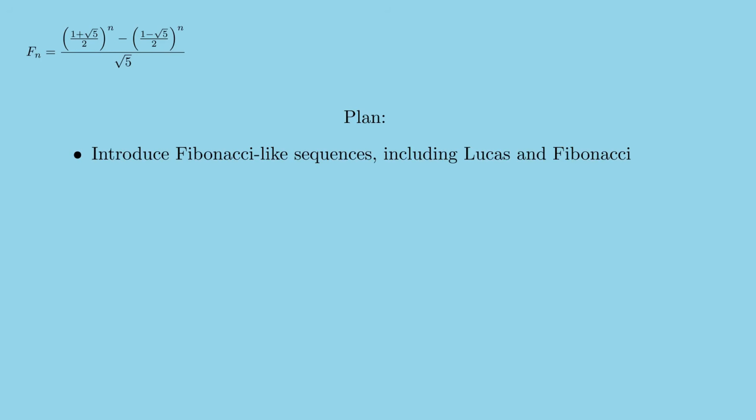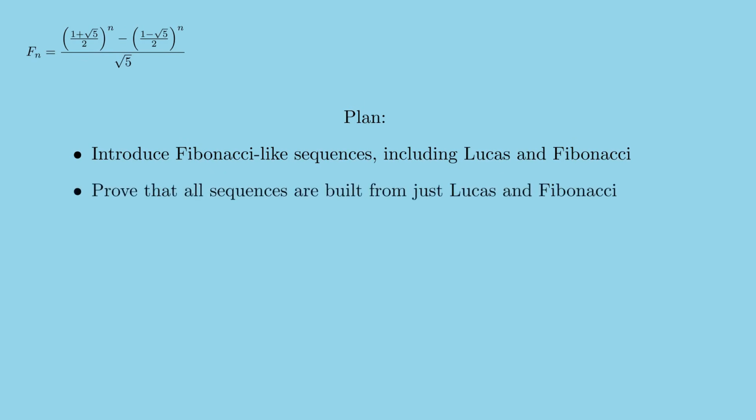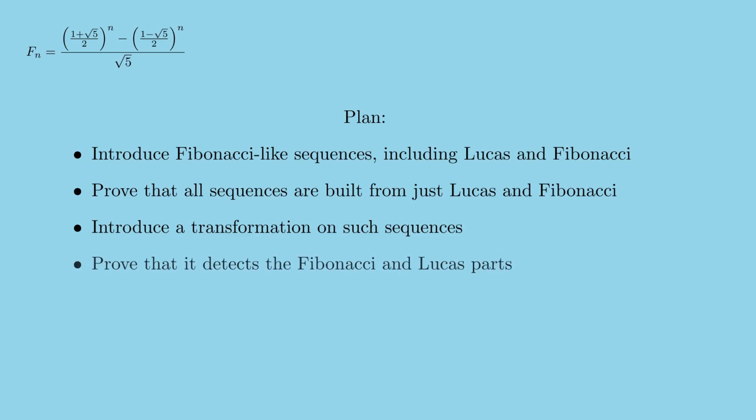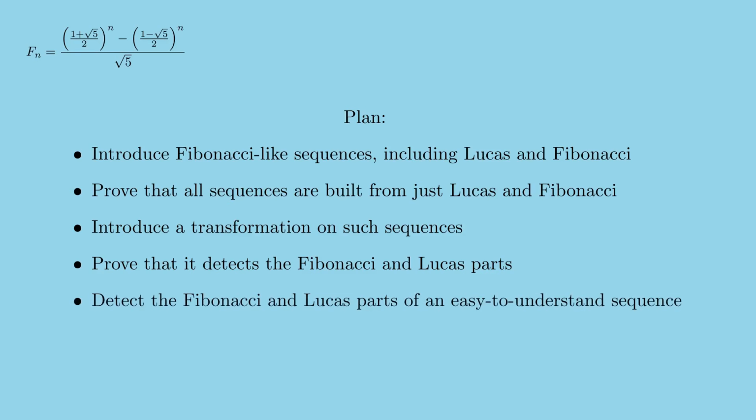We generalize the Fibonacci sequence by removing the starting requirements, but keeping the recurrence relation, and write down another important sequence, the Lucas numbers. Then, we prove that every such sequence is just a combination of the Lucas and Fibonacci numbers. We next introduce a transformation of any such sequence into another one, and figure out how it acts on the Fibonacci and Lucas sequences. Finally, we take a Fibonacci-like sequence that we can write down an exact form for, and use the transformation to figure out its Lucas and Fibonacci parts. Trust me, it'll be worth it.